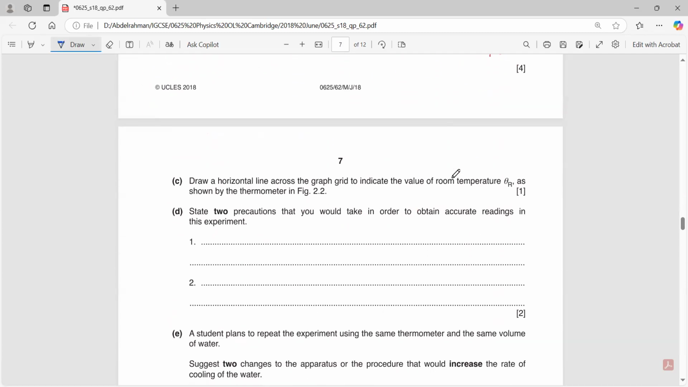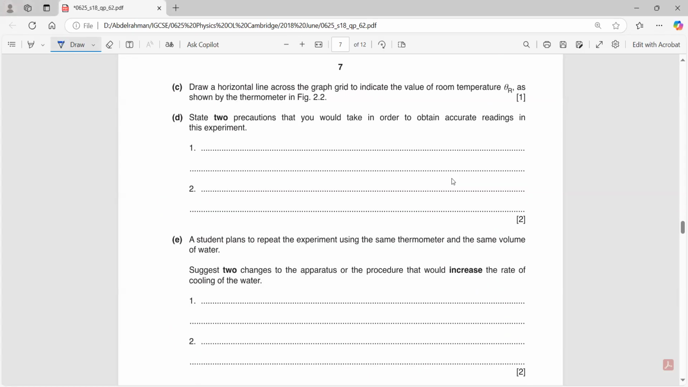State 2 precautions that you would take in order to obtain accurate readings in this experiment. What are 2 precautions that you would take? Two very important precautions taken in this experiment would be: first of all, you need to take the reading of the thermometer perpendicularly. Why? To avoid the parallax error, right? And then you need to stir the water gently.